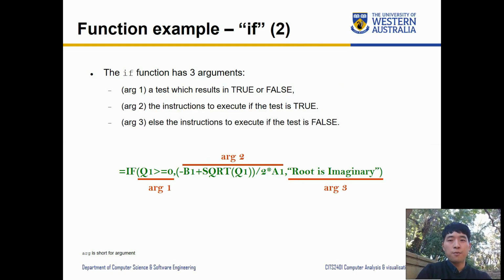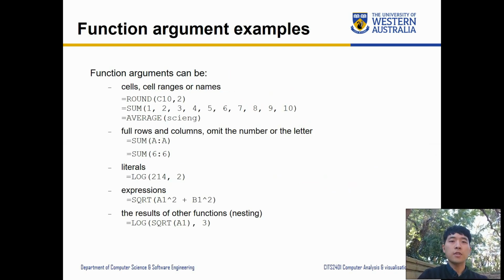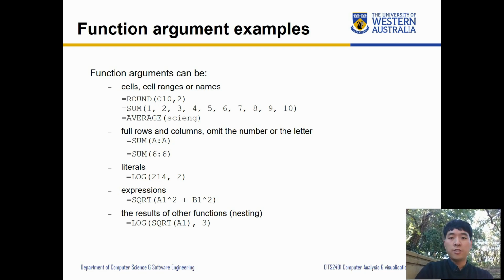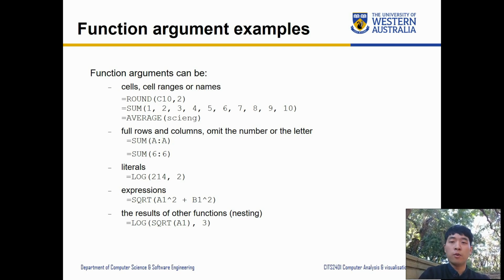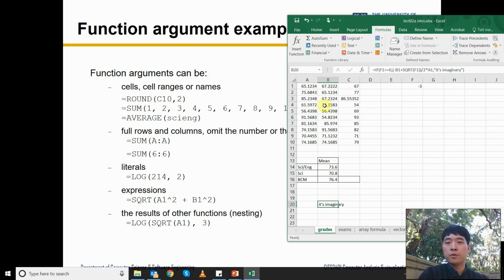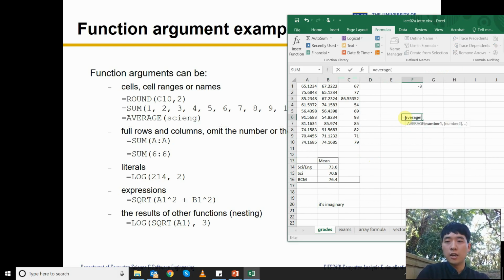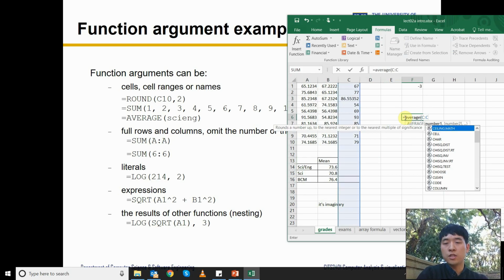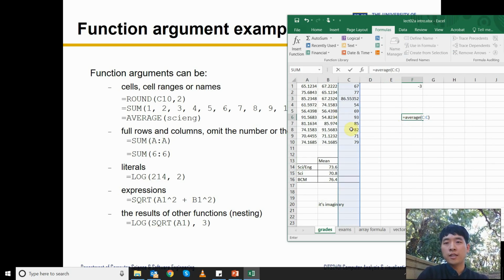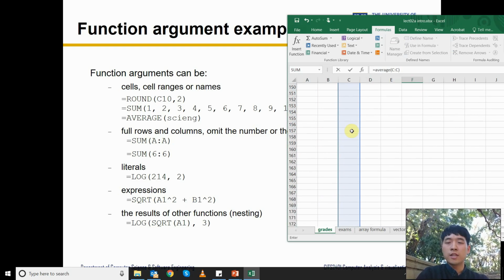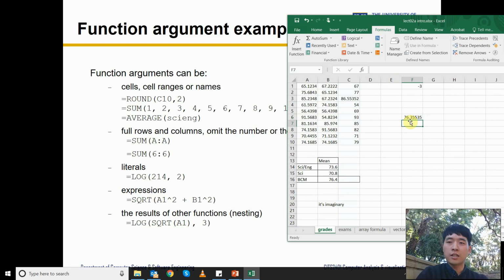Okay? So that's how if works. Function arguments can be various things, not just numbers, but a cell reference, values, or even names. Full rows and columns omit the number or the letter. For instance, if I want to select every number in the C column, then I can type equals average C to C. As you can see, it's going to highlight all the values inside C. Press enter, and that's going to calculate the values.